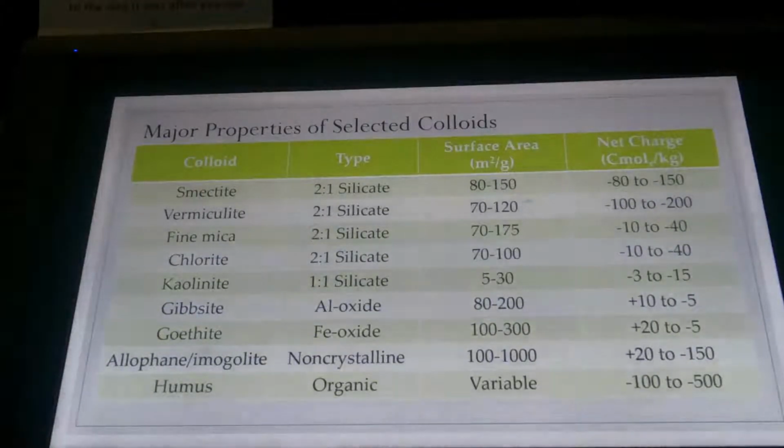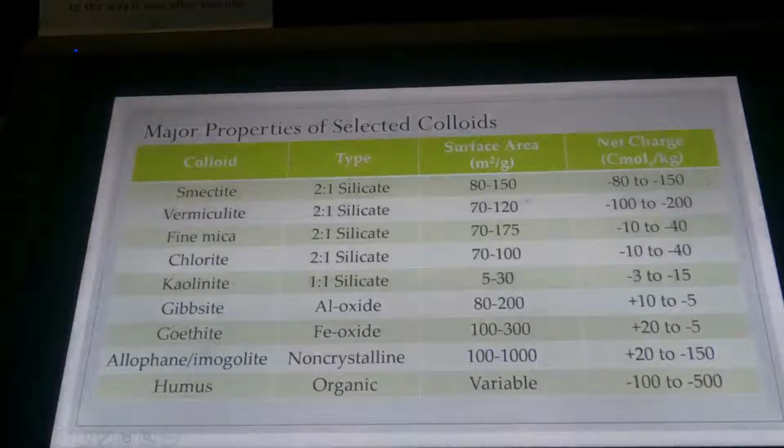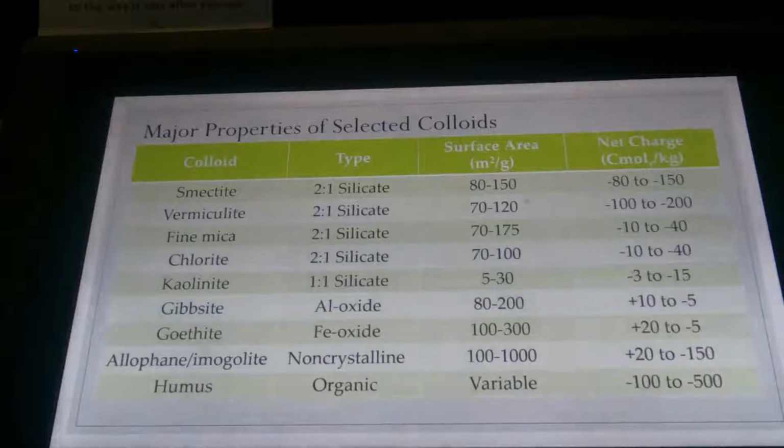This 2-to-1 clay has the highest charge: smectite, fine mica, or chlorite? Which one has the greatest charge between smectite, fine mica, and chlorite? The smectite, right. So it's kind of just being able to identify which one of these has a charge or a CEC of some sort.